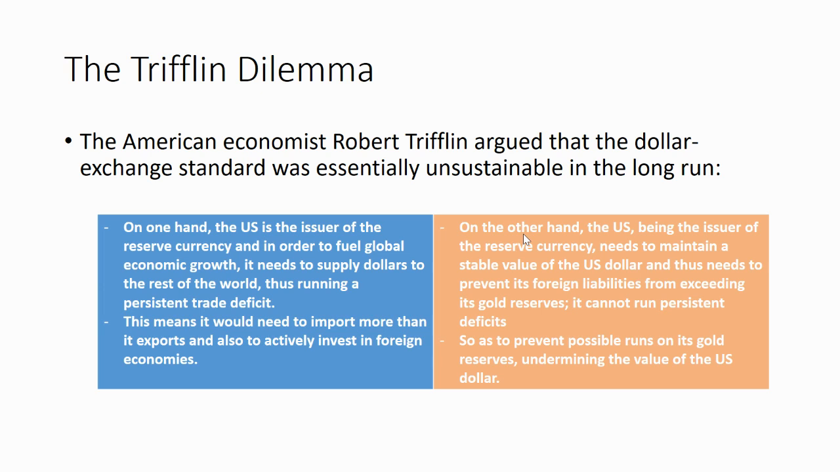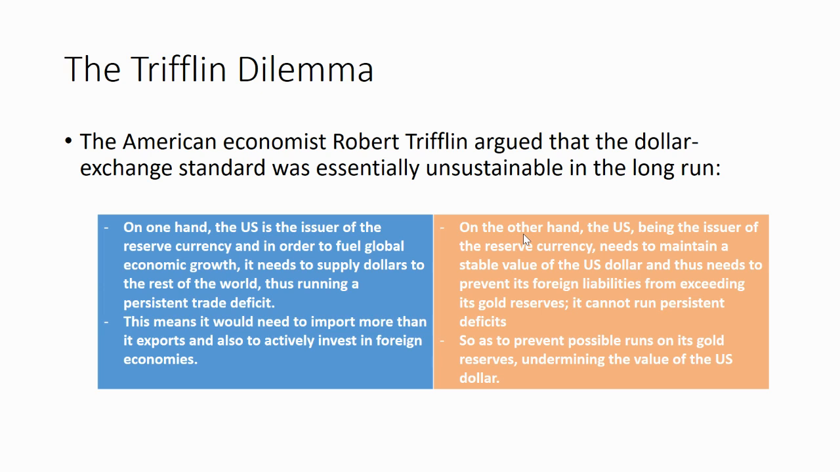So this is named after American economist Robert Triffin, who argued, starting in 1947, actually 3 years after the Bretton Woods system was set up, that this Bretton Woods system, this dollar exchange standard, was essentially unsustainable in the long run.